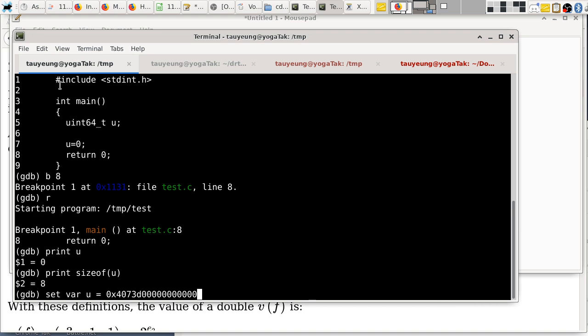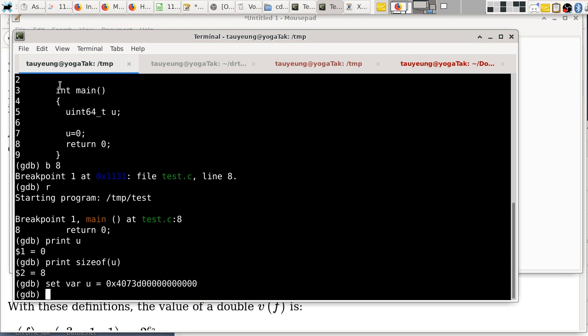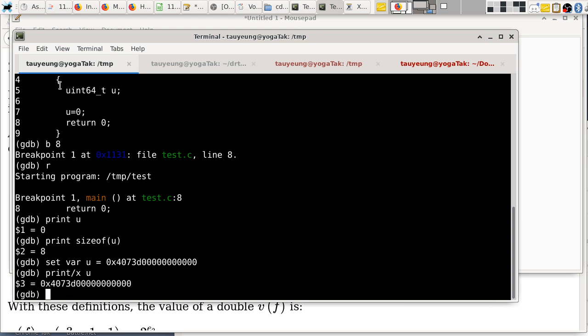GDB is kind of nice, you can examine the value of a variable, but you can also change it when you're on a breakpoint, which is really useful because if your program is doing something wrong, and you catch it at the point before it does any further damage, you can nudge the value back to where it is supposed to be, so you can continue to run the program to find the next bug. Okay, so we press the enter key, everything is good. We say print /xu, where the /x means use hexadecimal as the format. And we get it back, not a problem.